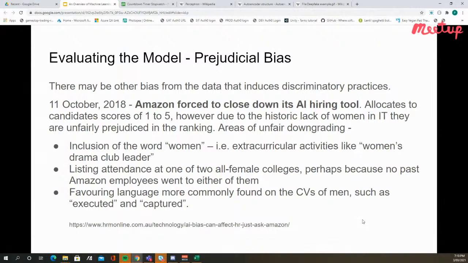Now, there are other things to think about, and this is where testers can really play a part. Over and above just statistics, there is prejudicial bias. So I just want to move on to the next clip and just play a video about prejudicial bias in hiring.